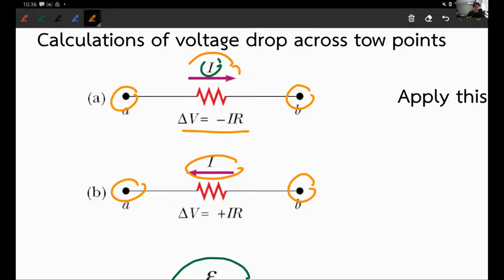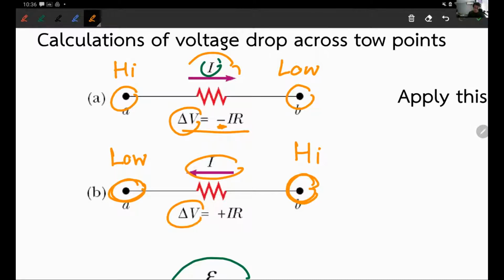You guys with me? All right, because the current flows from high to low. So if the current flows from left to right, that means A is at a higher potential than B. So the potential difference is going to be negative because you're going from high to low. On the other hand, if you go from A to B but the current actually flows backward, that means B has a higher potential than A. So going from A to B, you are going higher in potential, so the potential difference is positive.